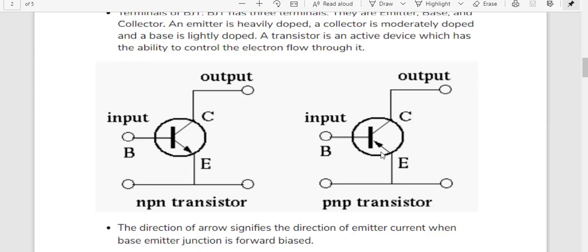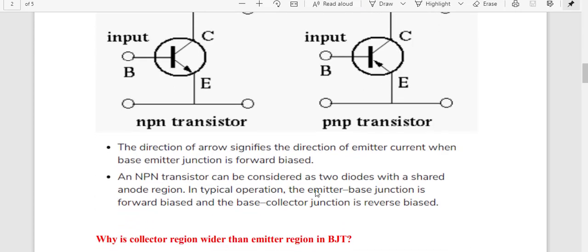That means if the direction is entry through the emitter terminal, then this is the symbol of a PNP transistor. Whereas if the arrow is exiting through the emitter, then this type of symbol denotes an NPN transistor. So in your circuit, by seeing this symbol, you can easily say whether it is an NPN or PNP transistor. Okay. So you just go through this.